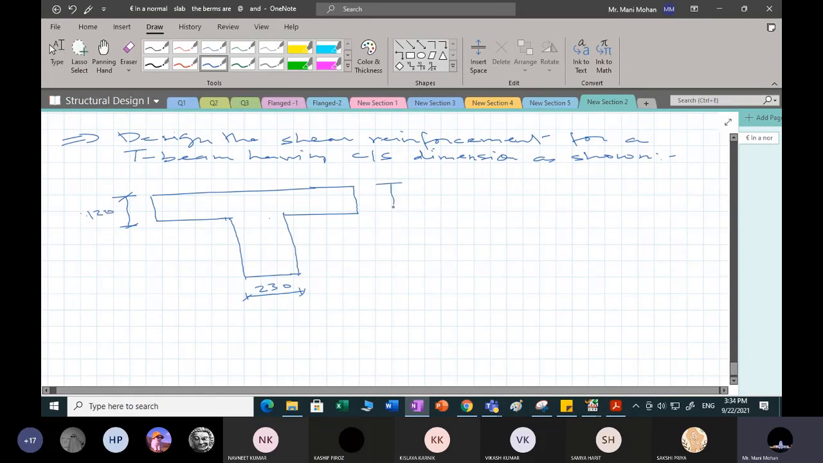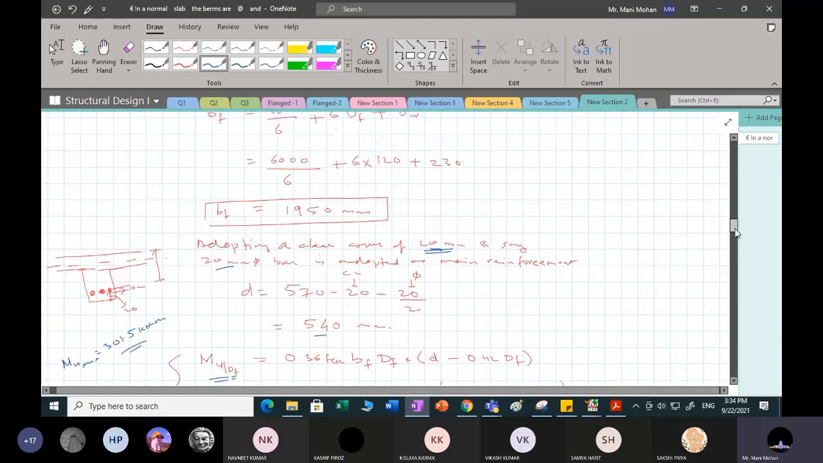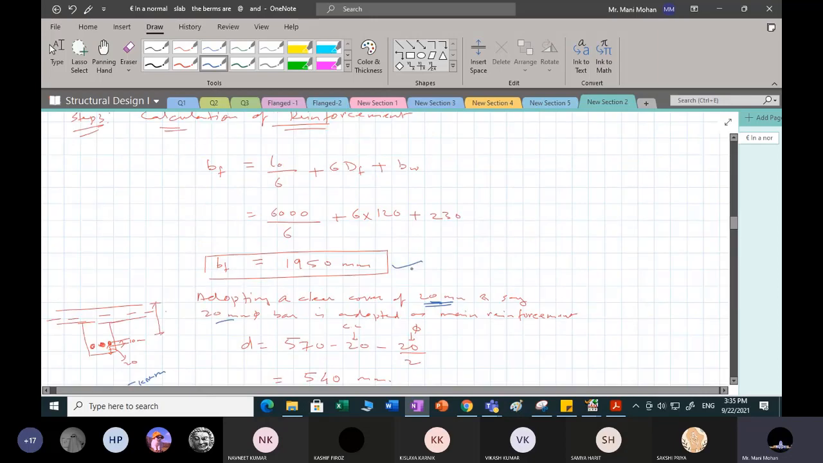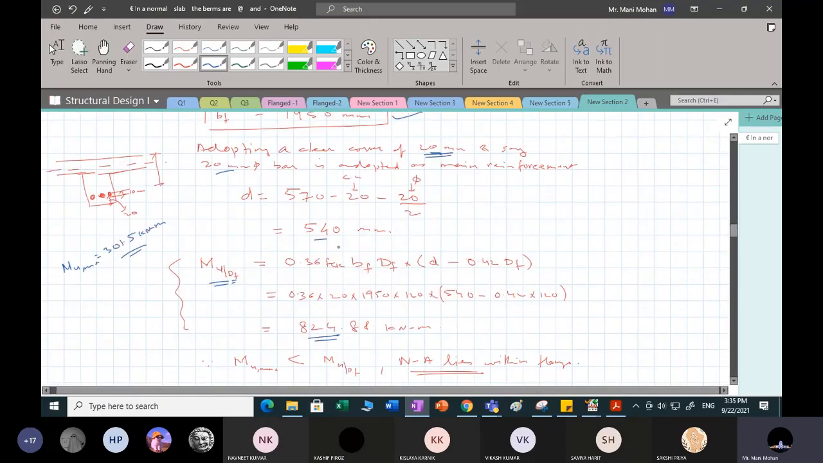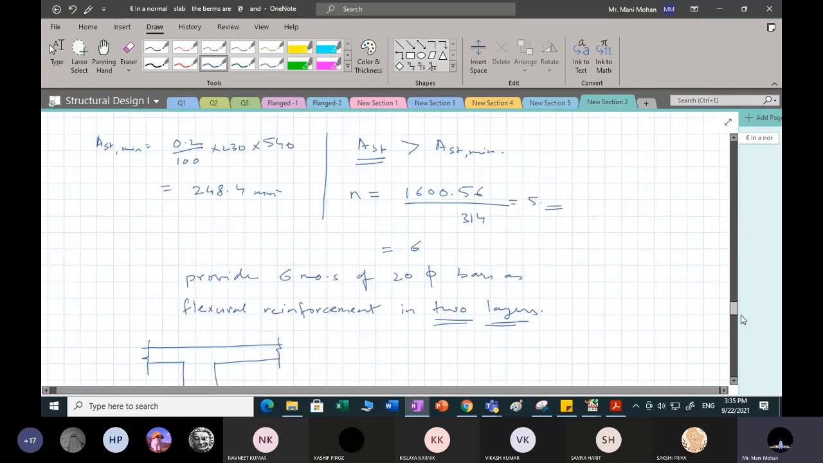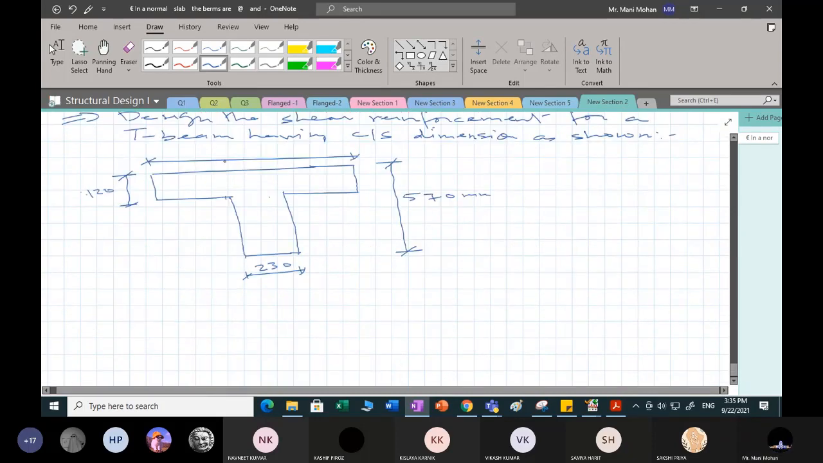This is 120 millimeter. The overall depth is 570 millimeter, and the effective width of flange, I guess it was 1950, but let me confirm. Okay, yes, it is 1950. And also we said that effective depth is going to be 540 mm. So this is 1950.